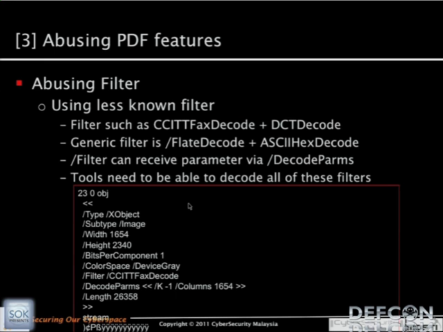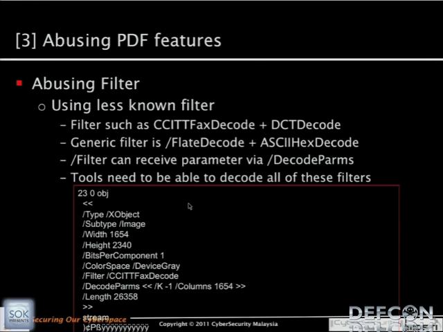Another thing that you can abuse within PDF obfuscation is the filter. The main category here is what I call PDF features. One of the normal features in PDF is the filter. The main reason for a filter is basically to compress the size of the PDF, so you normally use some encoding to compress it. If you use a lesser-known filter, for example CCITTFaxDecode and DCTDecode, there is a high chance your malicious PDF will not be detected.